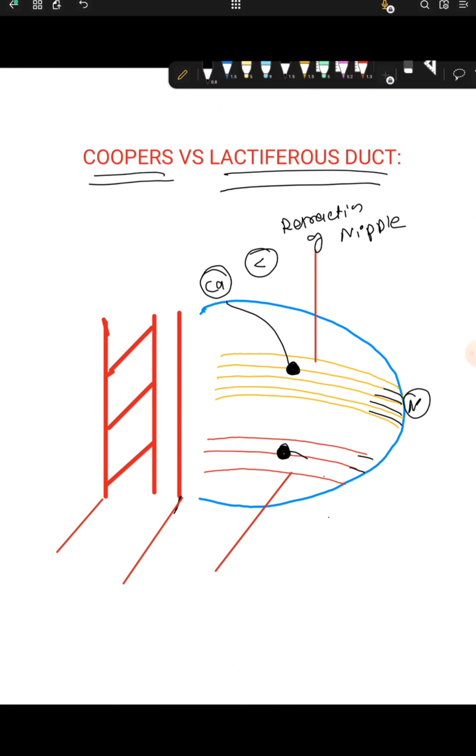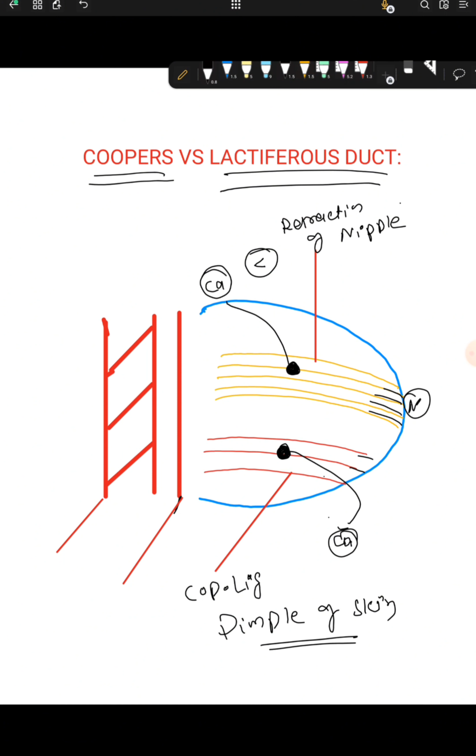And this is the cancer in the Cooper's ligament. The Cooper's ligament is placed in the lower half of the breast. So this is the Cooper's ligament, and if the cancer is involved in the suspensory ligaments of Cooper, it may result in the dimple of the skin. Both the retraction of the nipple and this we will discuss later on in the next slide.